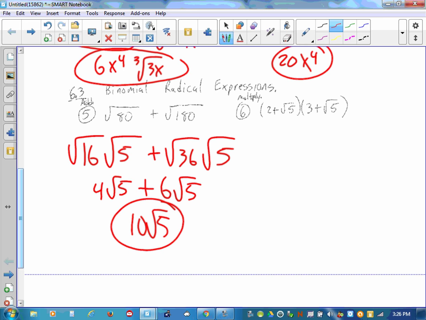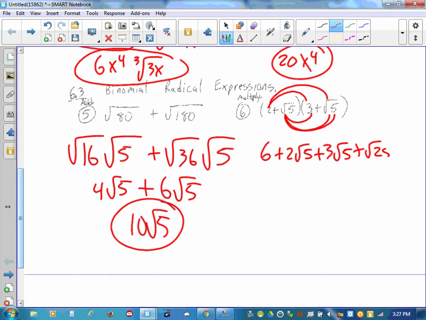All right, number 6 is foiling. We got first, outside, inside, and last. So it'd be 6 plus 2 radical 5, 3 radical 5, and then the last would be radical 25, which turns into 5 here, because the square root of 25 is 5. So you can make that be 5. You don't even have to write square root of 25. You just know that the same radical times the same radical yields the thing underneath.